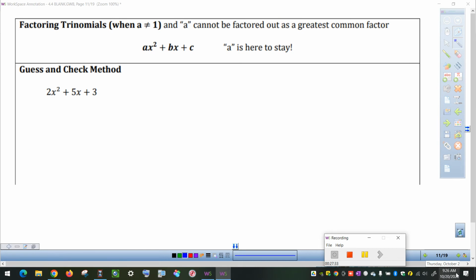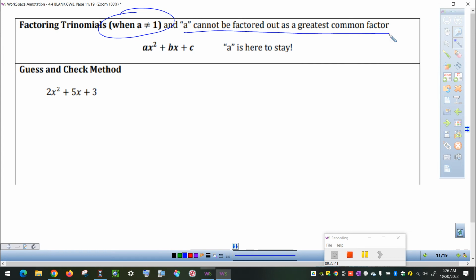Sometimes we have a trinomial when a is not 1, and we cannot use the method that we just did. It cannot be factored out as the greatest common factor. So let's look at this one, 2x squared plus 5x plus 3.